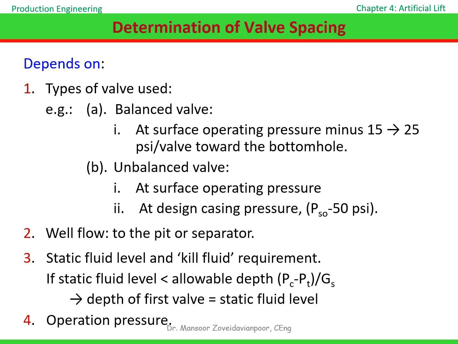Once we've determined the operating valve depth, the next task is deciding where to place the unloading valves. Valve spacing depends mainly on the valve type, operating pressure, well flow conditions, and the static fluid level. For balanced valves, spacing is typically based on pressure reductions of about 15 to 25 psi per valve. For unbalanced valves, spacing is based on operating or design casing pressures.